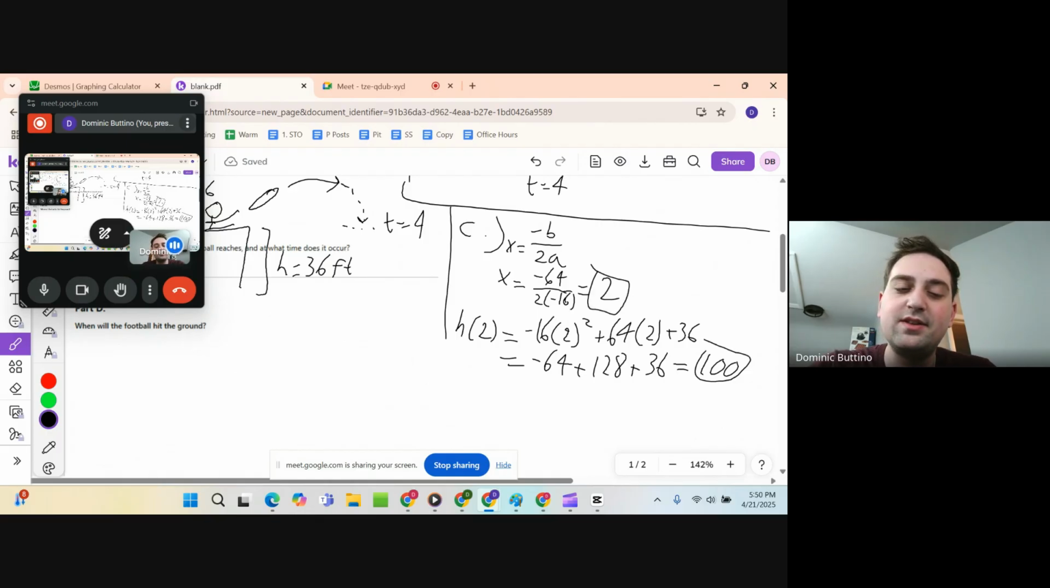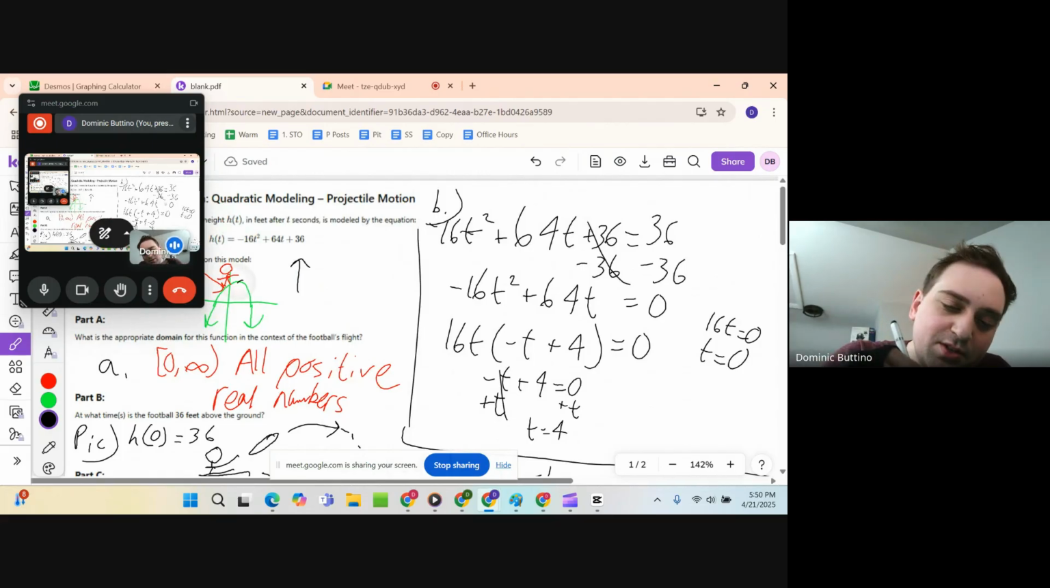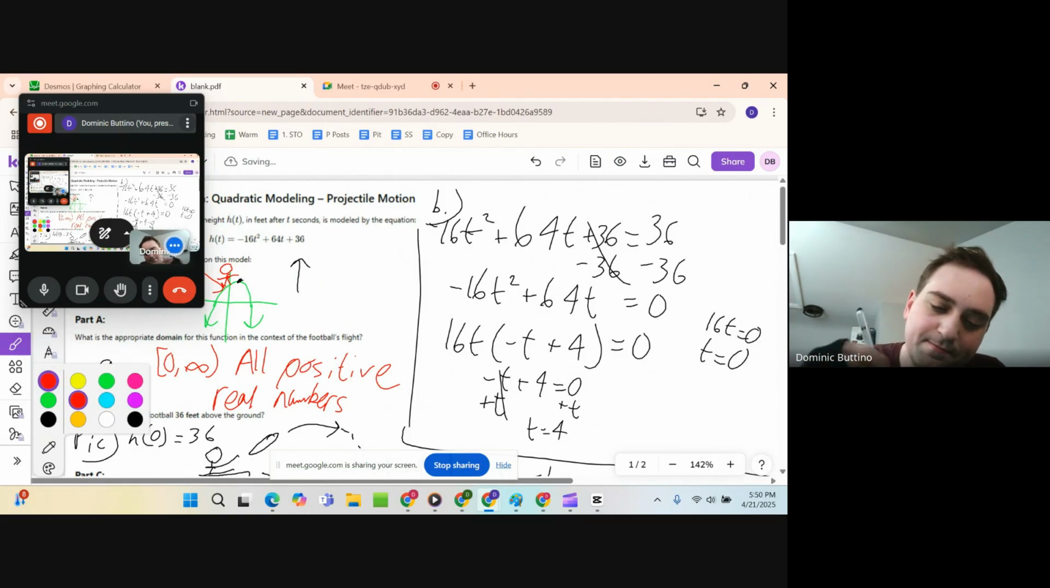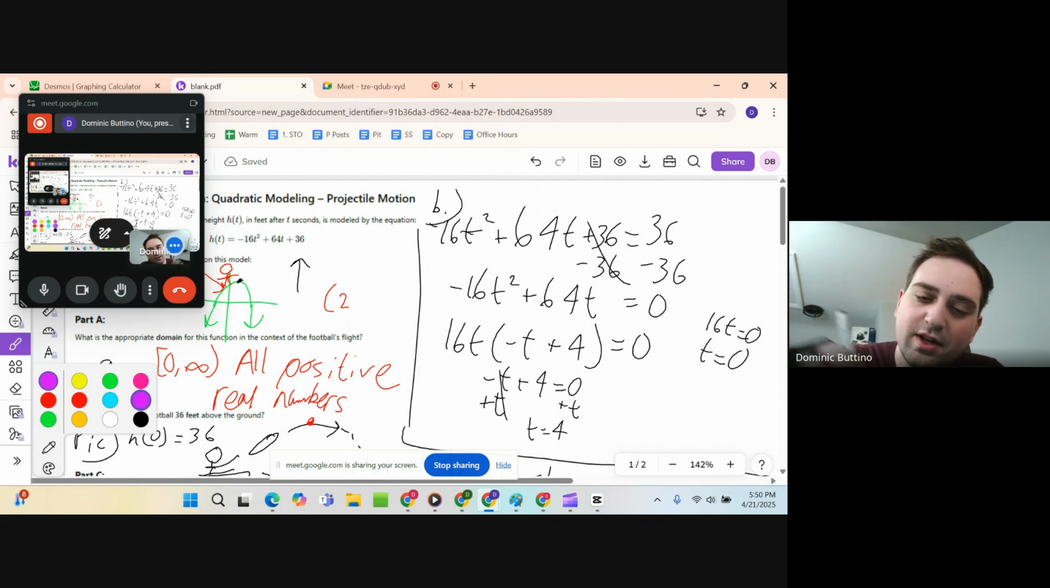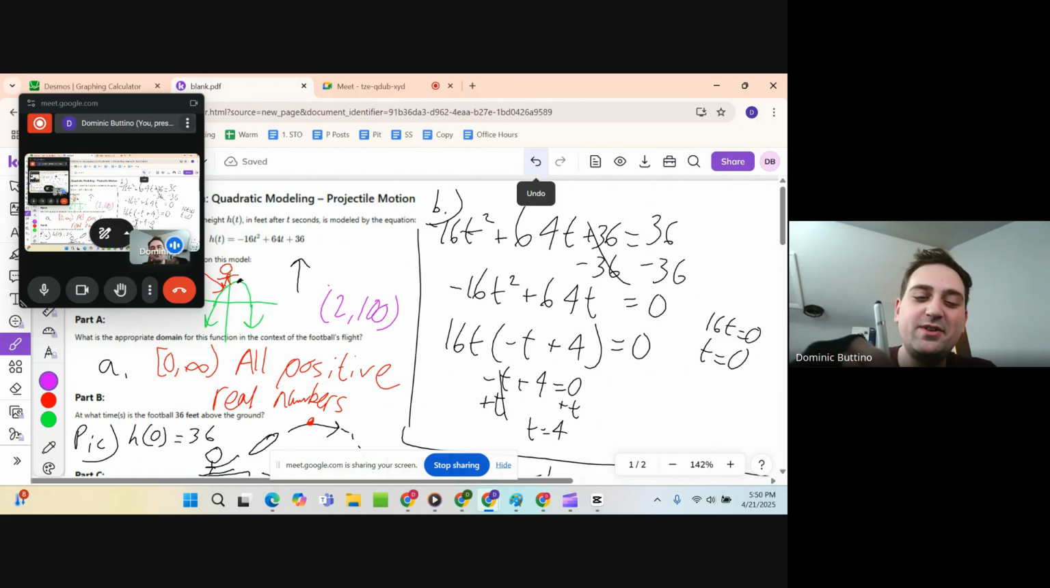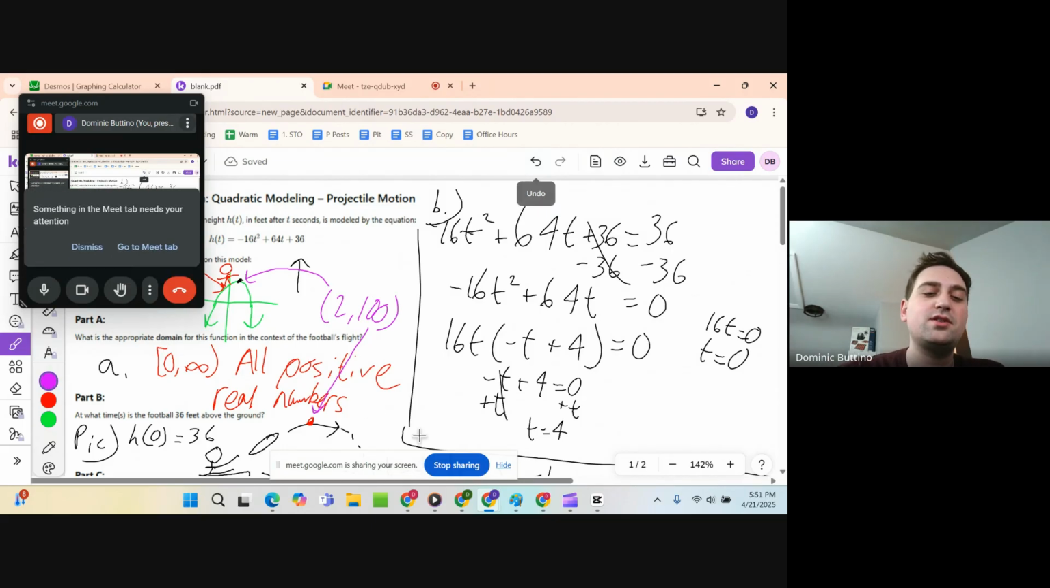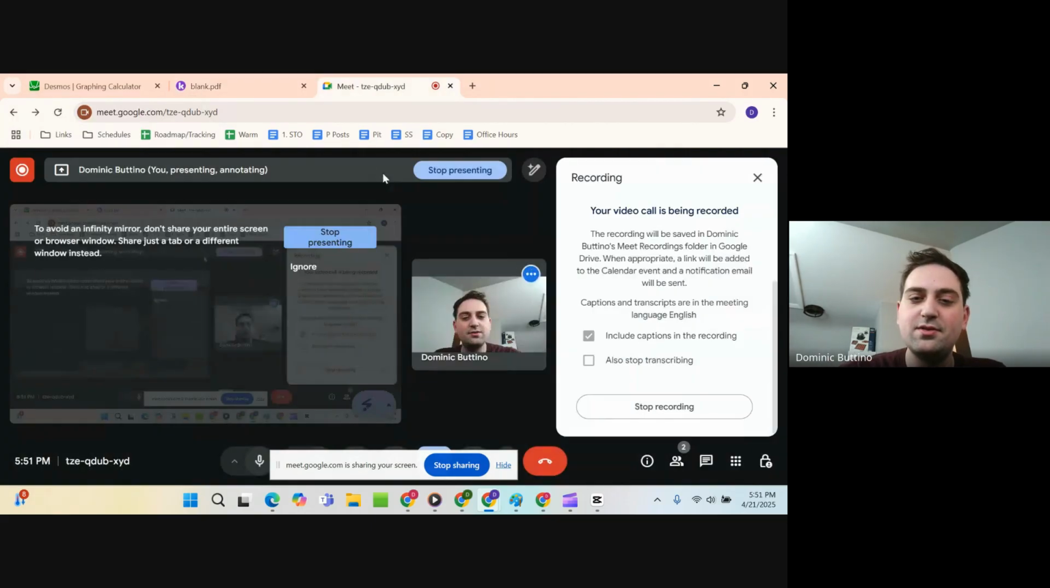That means that the tip of this parabola, let's go back to our little picture here, is going to be represented at the point (2, 100). What does that mean? That means after 2 seconds, that ball is going to be 100 feet tall. He started at 36 feet because he's on a ledge somewhere, kicks it up into the sky. It starts to turn around at 2 seconds where it's 100 feet tall, and then it starts to come back down.